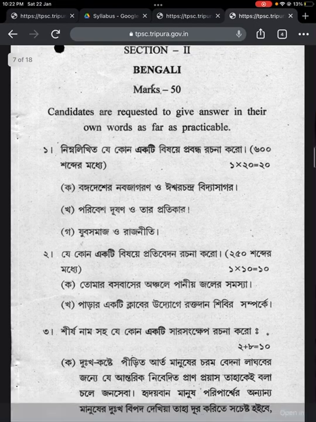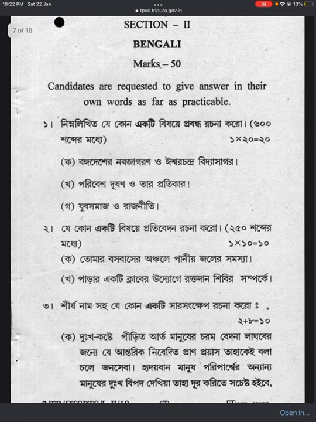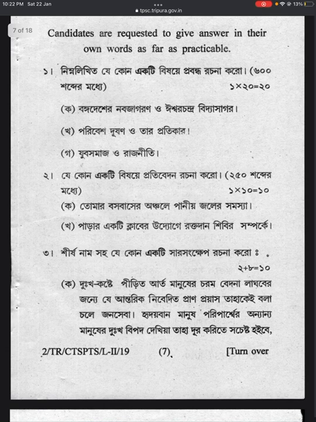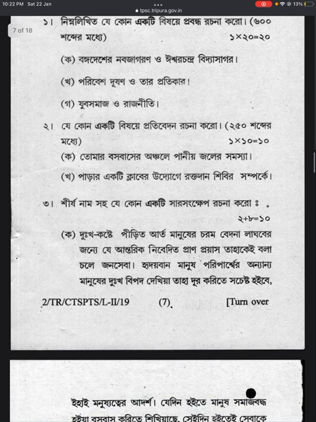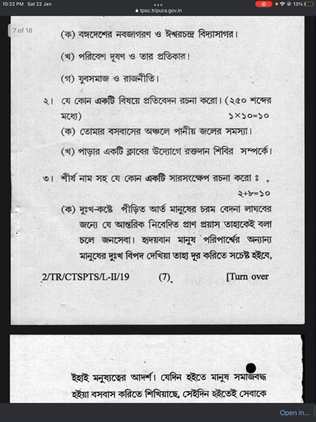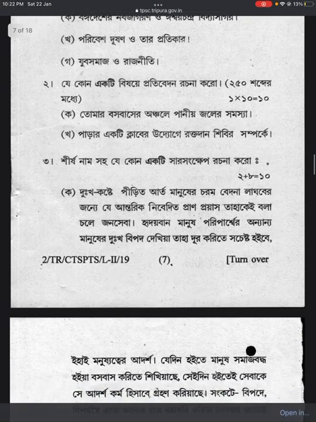Then in section 2, in my case I took Bengali, so 3 options were given for essay writing: বঙ্গদেশের নবজাগরণ ঈশ্বরচন্দ্র বিদ্যাসাগর, পরিবেশ দূষণতার প্রতিকার, যুব সমাজ ও রাজনীতি. So obviously I went for পরিবেশ দূষণতার প্রতিকার because I had prepared few notes on it.